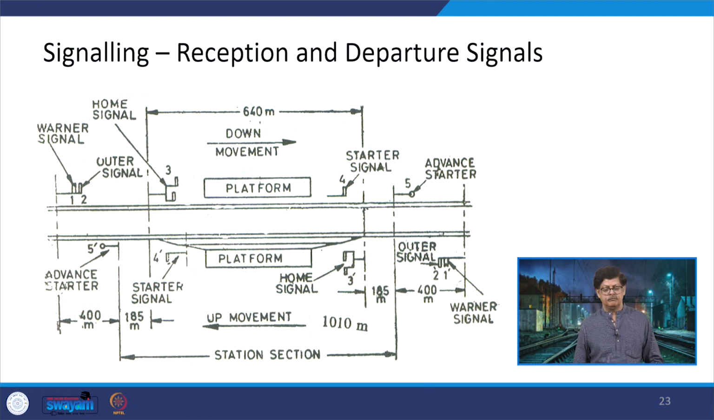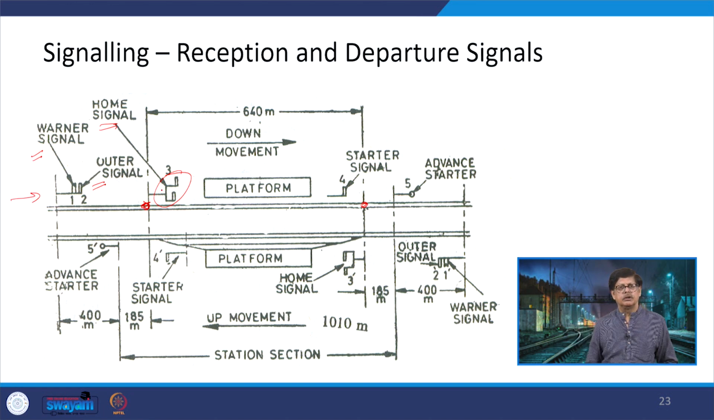Here you can see the orientation in which the signals are going to be there. If you are coming from this direction, first of all you will find an outer signal, which can also be provided with a Warner signal. That means it is a combination of a semaphore stop signal and Warner signal on the same post. Then when you are reaching the station limit, which is being defined further, you are coming to the home signal, and this home signal will also have indications whether you are going on a main line or on a loop line.